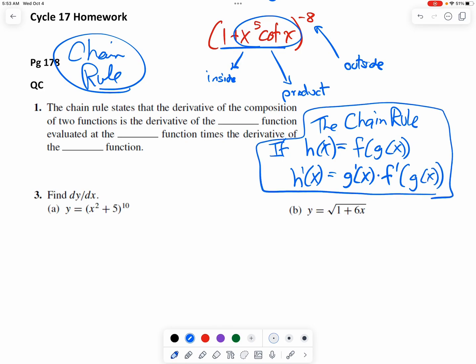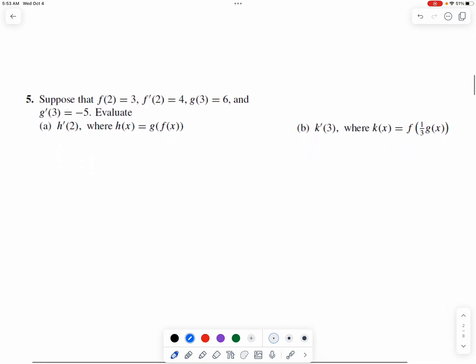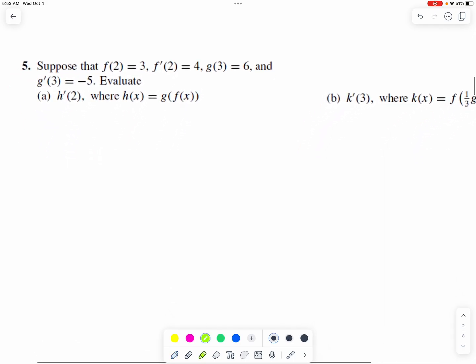And this is a rule for composed functions. A composition is what we kind of learned in Algebra 2. And it's a new rule for us when taking derivatives. I'm going to pick a couple of examples here just to kind of illustrate that. I'm going to do, on this first page, number 5.